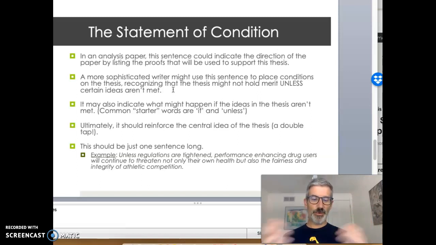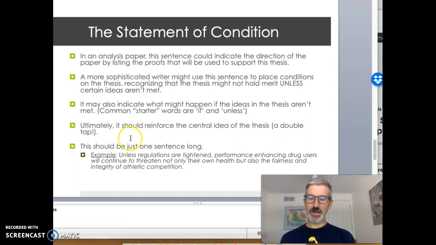Okay? I often refer to this as the double tap for those of you who are Zombieland fans. And you know that in the movie Zombieland, to kill a zombie, you don't just shoot it once. You've got to shoot it a second time. You provide a double tap to make sure that it's dead. And in this case, we're going to present a double tap in the form of a statement of condition to make sure our audience recognized that a thesis was just stated.